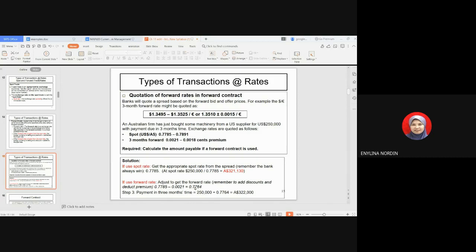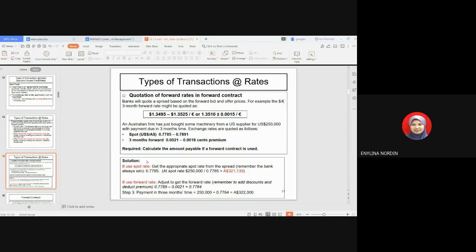The rule of thumb says sell at the low rate. So the bank will use 0.7785 to sell the US dollar. So if the Aussie firm is using the spot rate, then in order to get US dollars, the firm has to pay 321,130 Aussie dollars to the bank, so that it can get 250,000 US dollars.